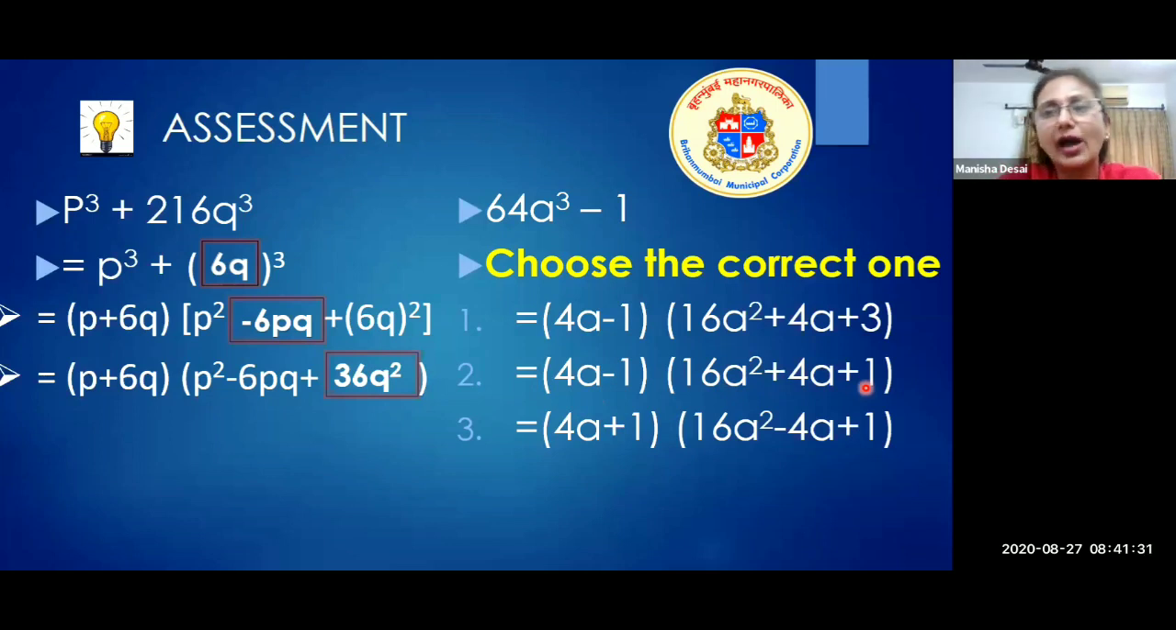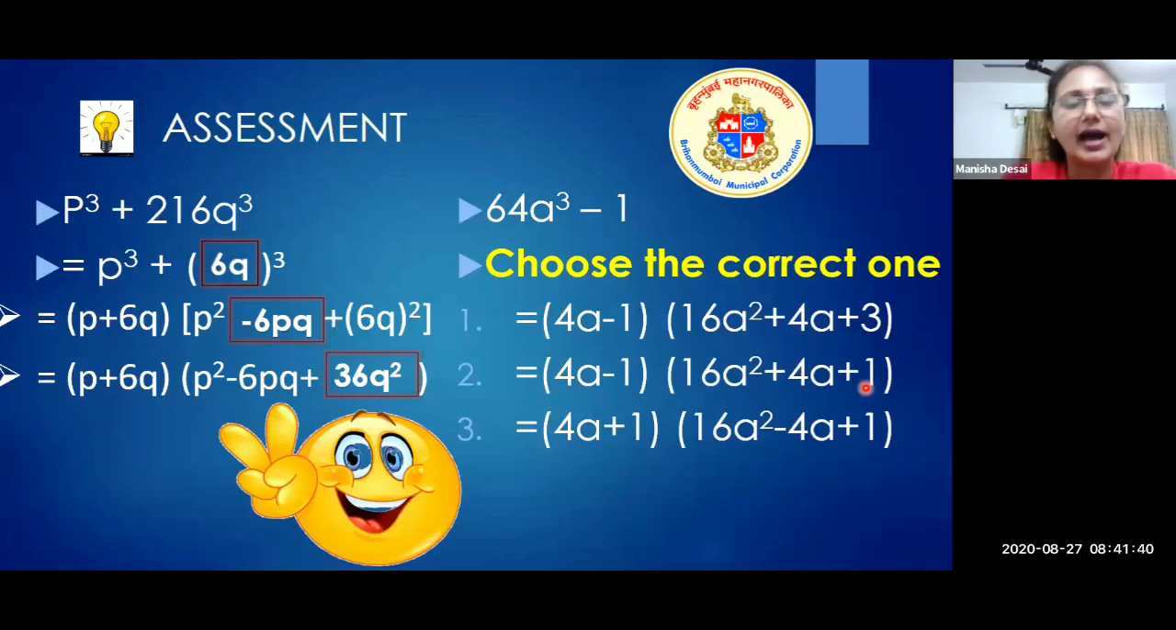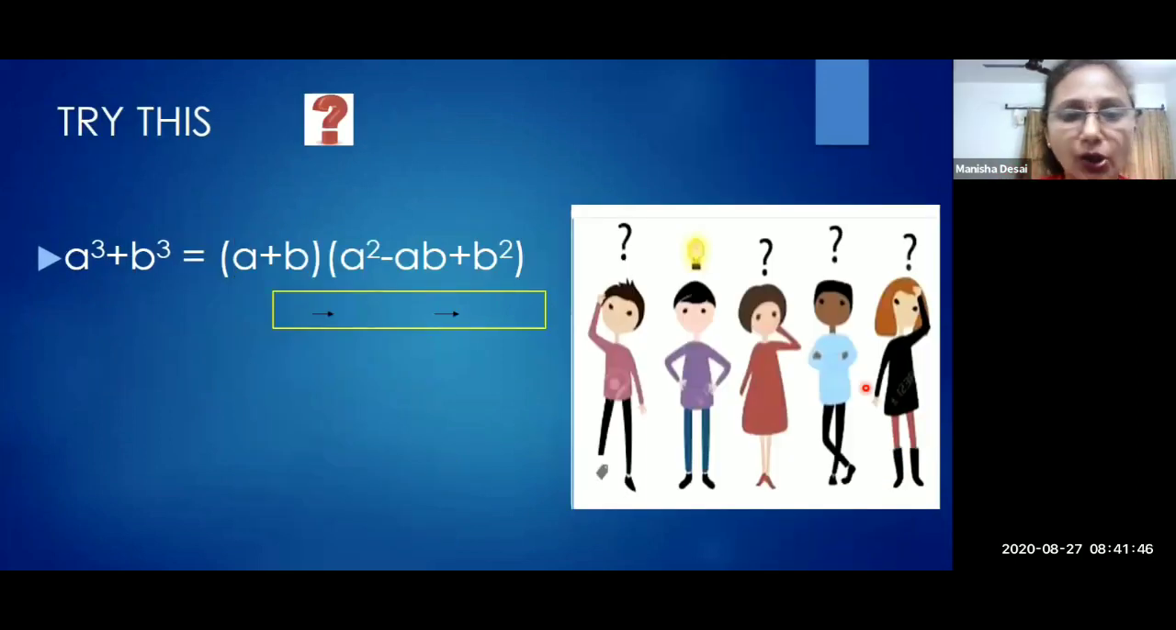So I can say that you have understood this formula and you will practice this formula. Yes. All the best. Okay. Now you can try this at your home.